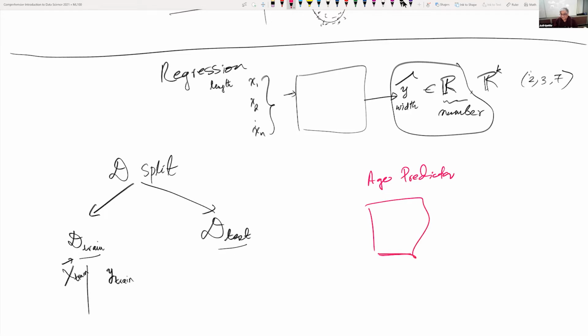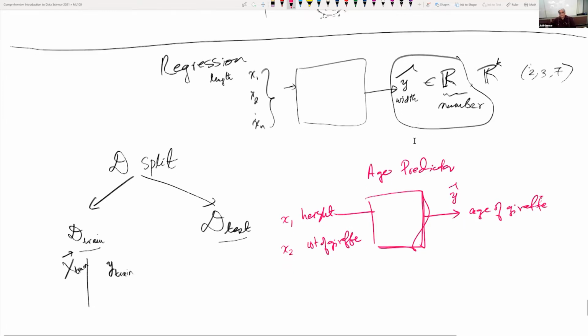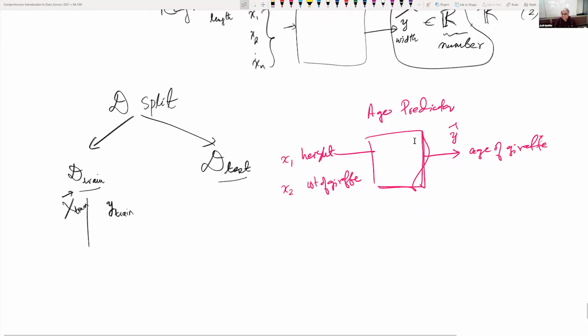You enter x1, the height of the giraffe, and x2, the weight of the giraffe. And what you're trying to predict, y hat, is actually the age of the giraffe. Now, I don't know how accurate this model would be, but it should be fairly accurate when the giraffes are growing up. So what you say is that x1, x2 are a vector, the vector x, right?